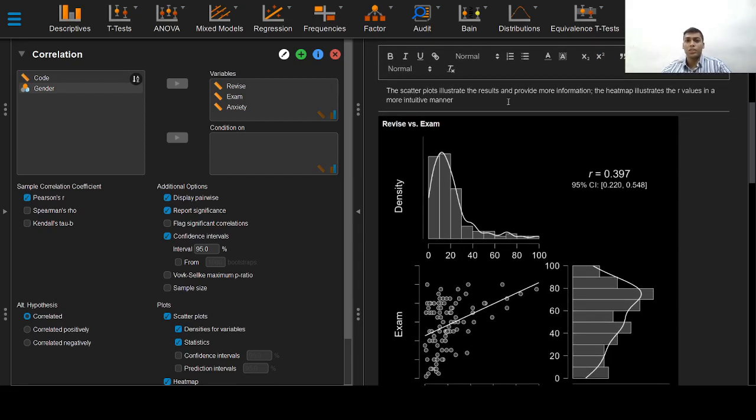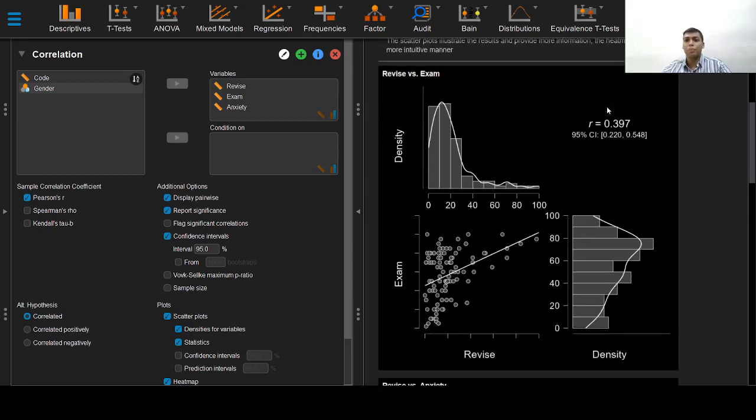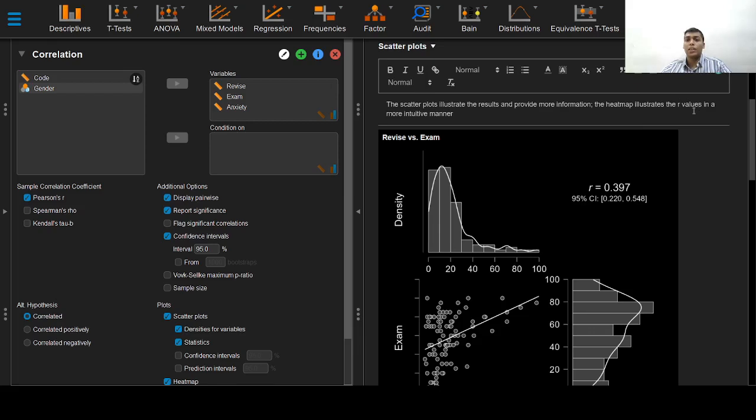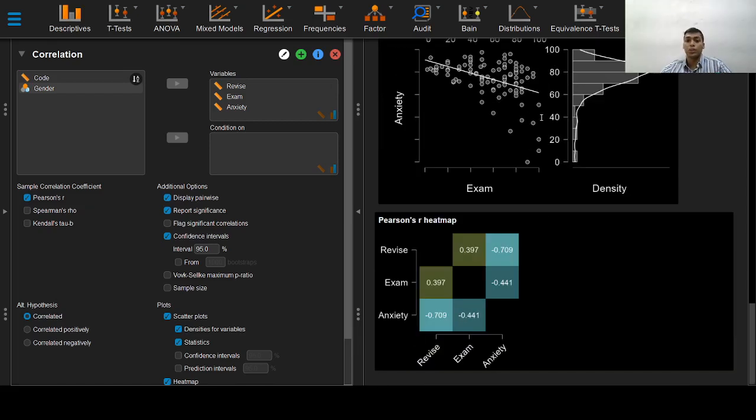The scatter plots illustrate the results and provide more information, and the heat map right here illustrates the R values in a more intuitive manner, as you can see.